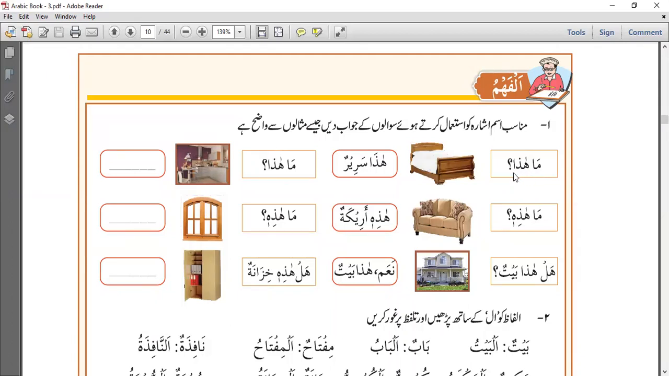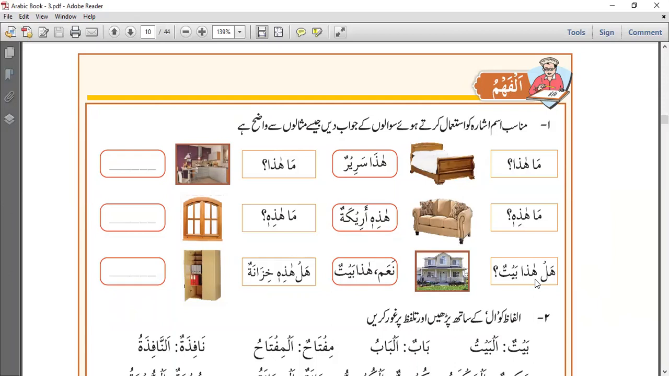Mahaza, what is this? Haza sarirun. So of course, this is a bed. Ma hazihi. Now I am using hazihi because the answer is related to a feminine, non-masculine word. The word is ending with a round shape ta. Ma hazihi. What is this? Hazihi arikatun. This is a sofa. Hal. Hal, we will use again for a question, for hal haza baytu.